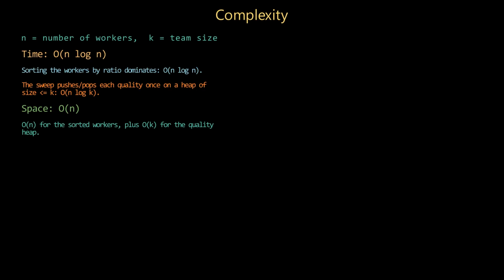Time is n log n, sorting the workers by their ratio is the dominant cost. The sweep that follows pushes and pops each quality once from a heap of size at most K, which is n log K, a little cheaper. Space is order n, we keep the sorted list of workers, plus a heap that never grows beyond K qualities.